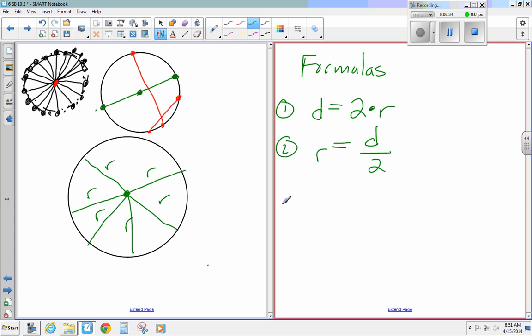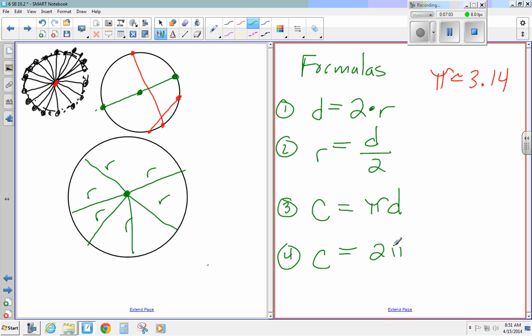These ones we haven't come up with yet, but the circumference is equal to pi times the diameter. Now please note, pi is approximately 3.14. Another version of the circumference formula is 2 times pi times the radius, because remember, diameter is twice the radius. So here's diameter, and there's 2 times r.